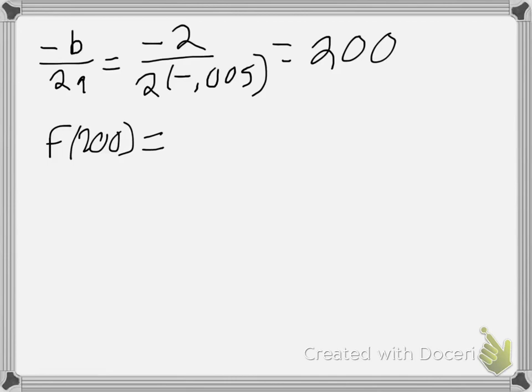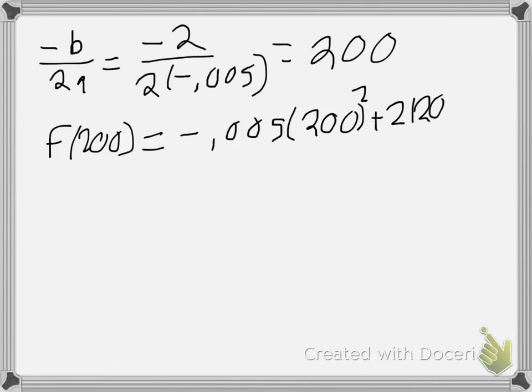The biggest thing that you've got to get into your head with these things, guys, is if I'm asking you for a maximum height, I'm asking you for the vertex. I'm asking for the y value of the vertex. That's all you got to do. All right, so what do we got to do? We got to plug in that 200, so we get negative 0.005 times 200 squared plus 2 times 200 plus 5.